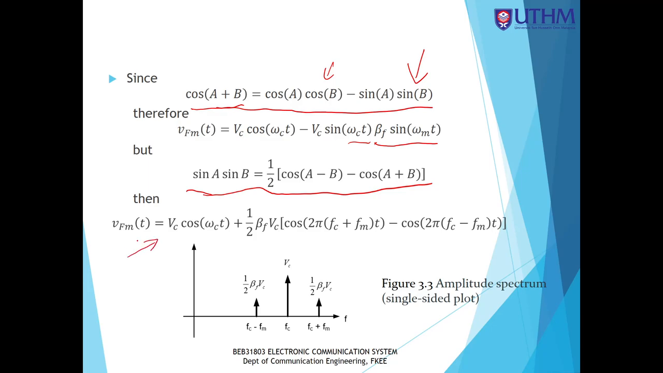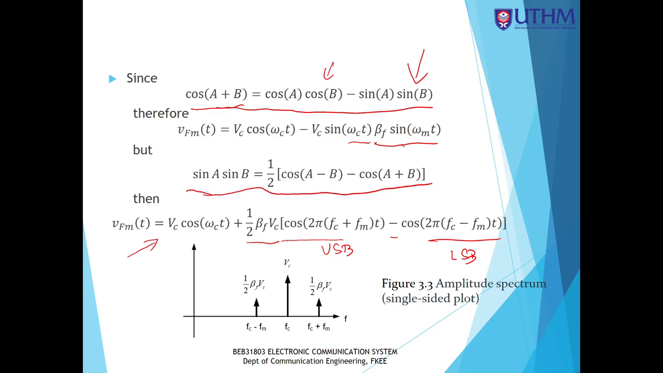The final equation for narrowband is equal to VC cos omega CT plus 1 over 2 beta F VC cos A minus B, okay, this is dia terbalikkan ya. So A cos A plus B minus cos 2 pi FC minus FM. So this is for the USB, this is for the LSB.